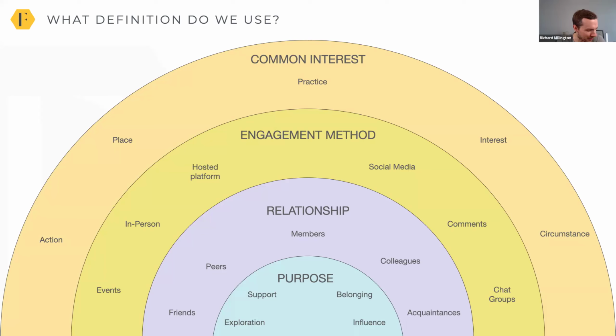Piper: the common interest is community management, circle, community, other members, purpose, support.